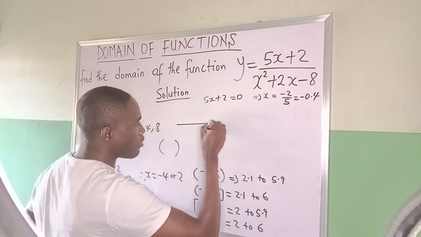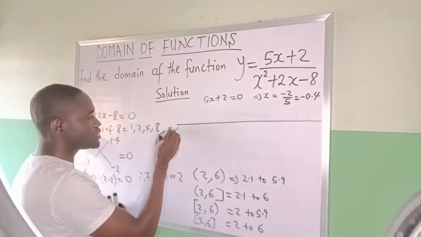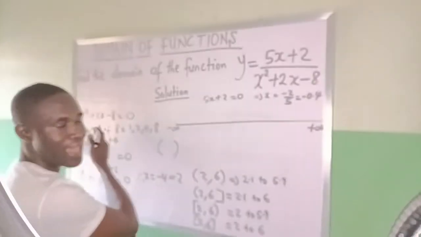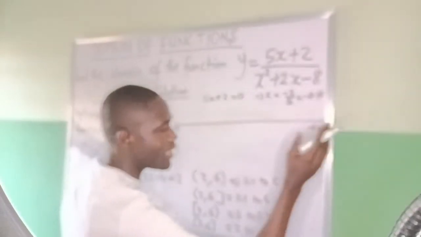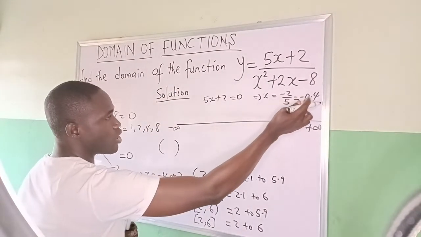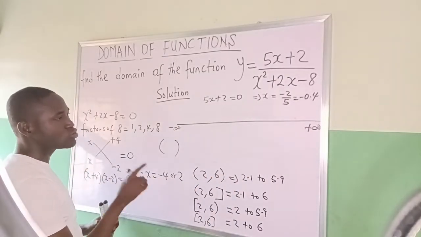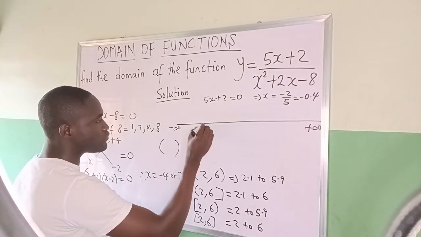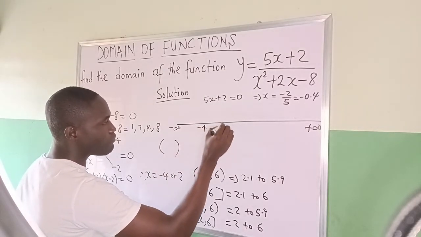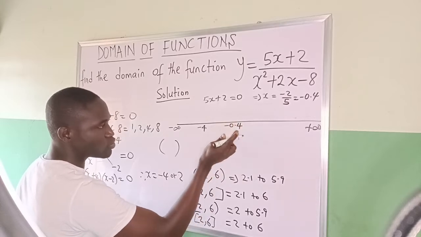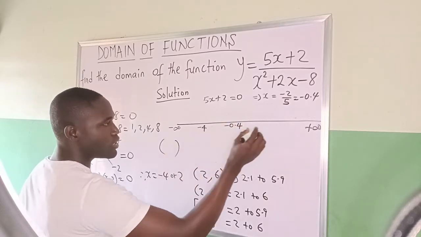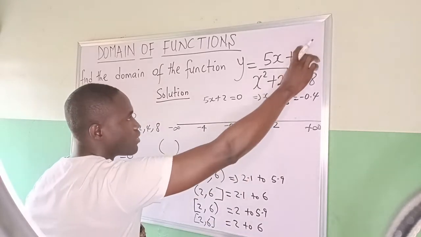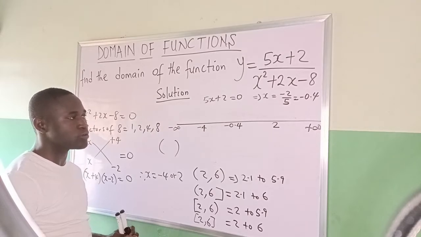So I will draw my number line. Tell them this is negative infinity and positive infinity. That is till wherever negative number ends and till wherever positive number ends. Minus 0.4 and minus 2. Which one is bigger? Minus 0.4. So we have minus 4 here. We now have minus 0.4 because this one is bigger than minus 4. Then we now have 2. These are the values of x we get from this equation or function.